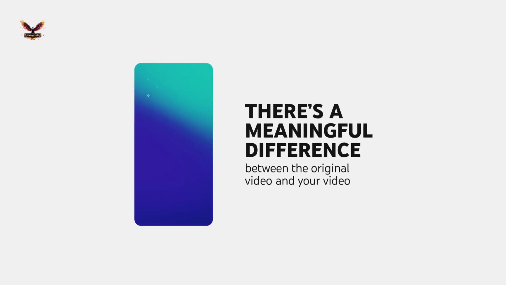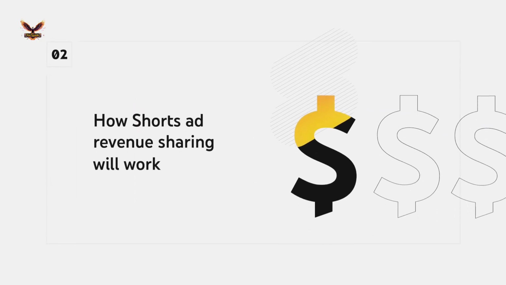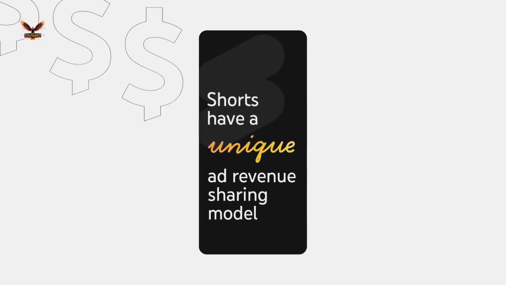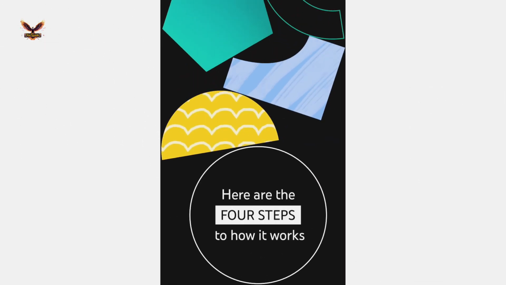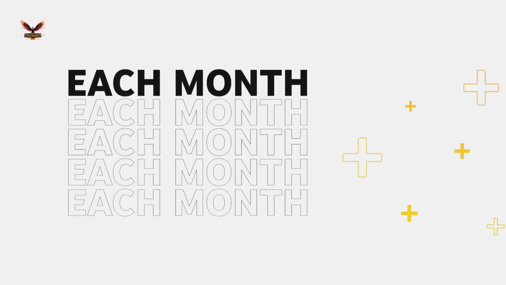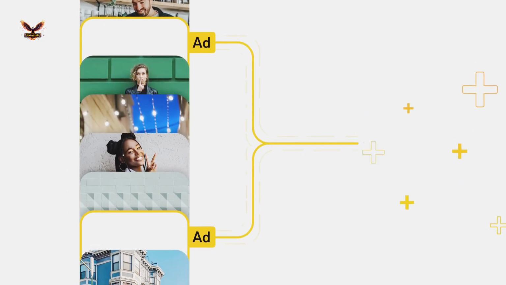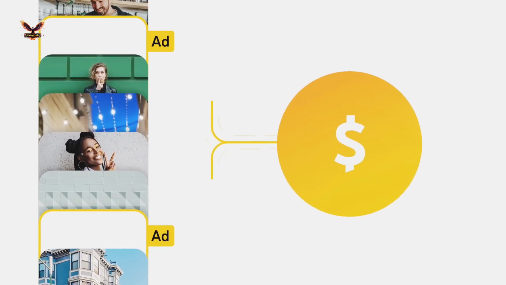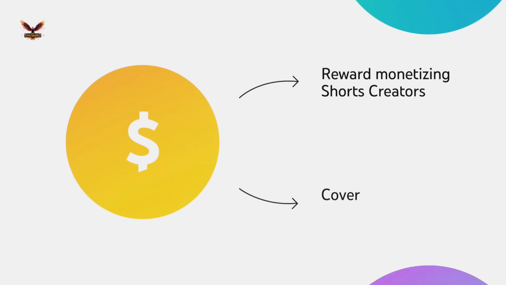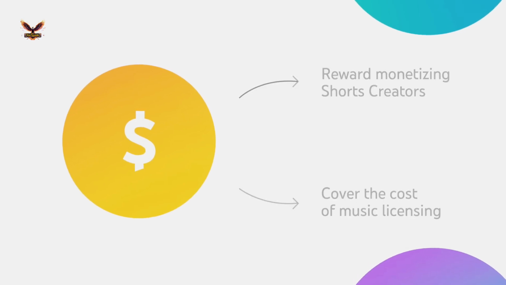Next, let's walk through how Shorts ad revenue sharing will work. Shorts have a unique ad revenue sharing model. Here are the 4 steps to how it works. First, Shorts feed ad revenue is pooled. Each month, revenue from the ads appearing between Shorts in the Shorts feed will be added together and used to reward monetizing Shorts creators and cover the costs of music licensing.